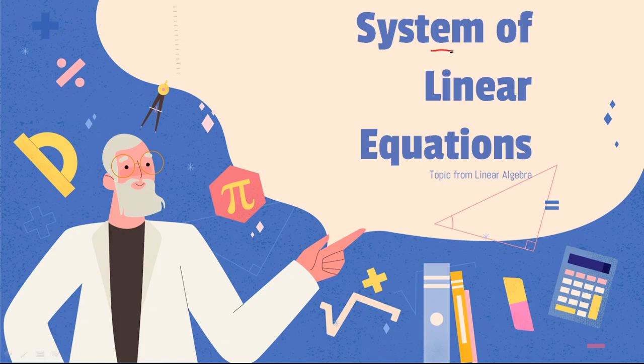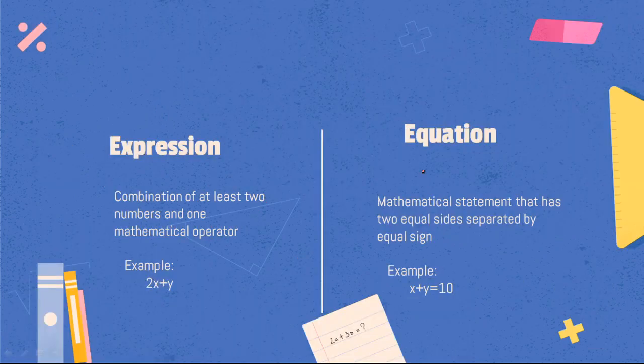Let's see the words system of linear equations. First of all, let's discuss what is an equation. But before equation, you have to know what is an expression. It is a combination of at least two numbers and one mathematical operator. There should be at least two numbers, or it can be two variables. It can be more than two, but there should be at least two, and a mathematical operator between them.